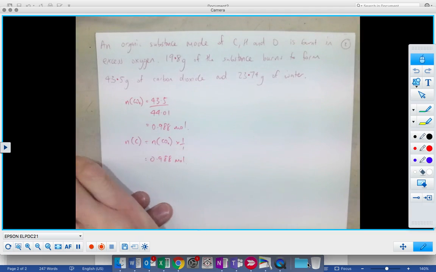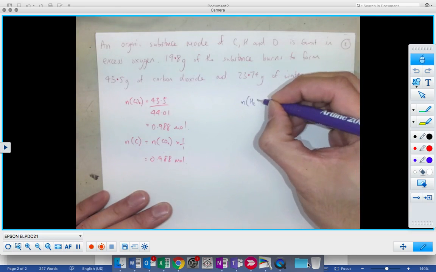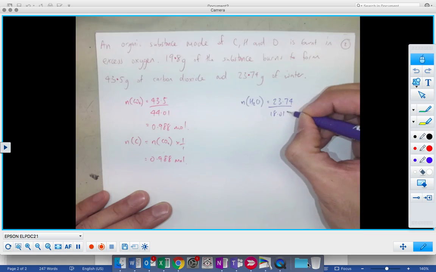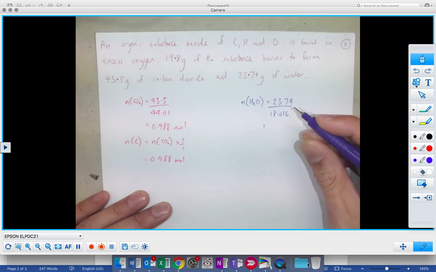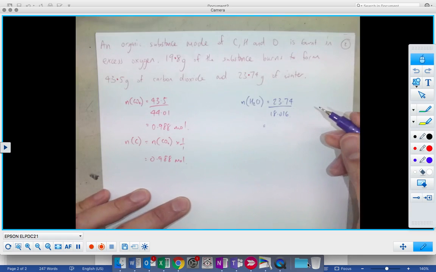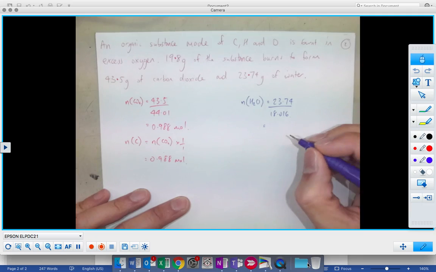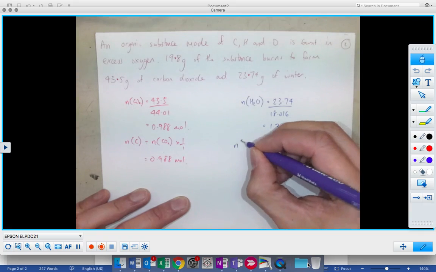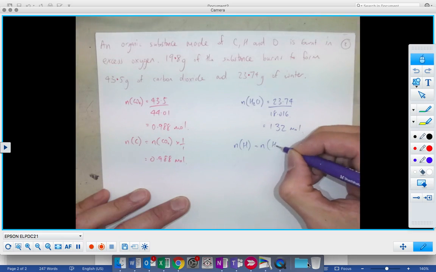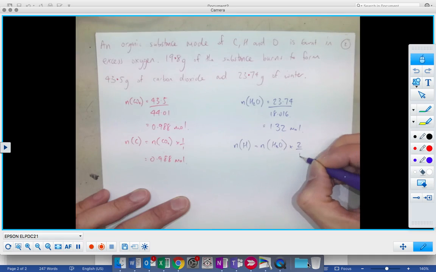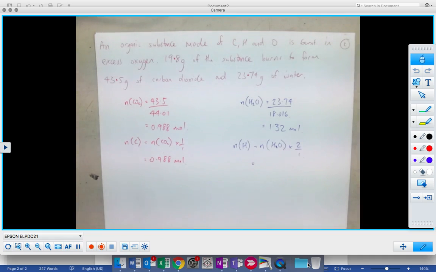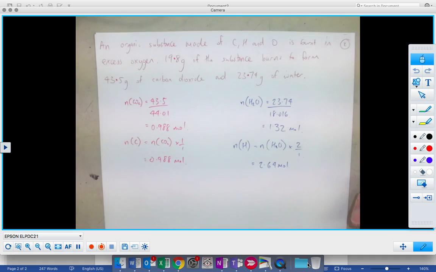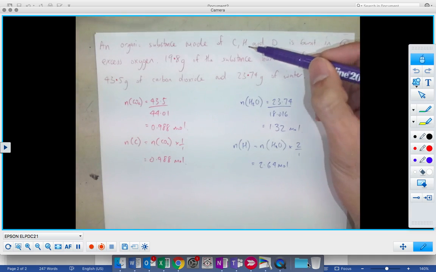Now we do the water. The number of moles of water is equal to 23.74 over 18.016. Where did I get that 18.016? It's from the molar mass of water. And the moles of water is 1.32 mole. Again, we get the number of moles of hydrogen from the number of moles of water times 2 on 1, which would then be 2.64 mole.